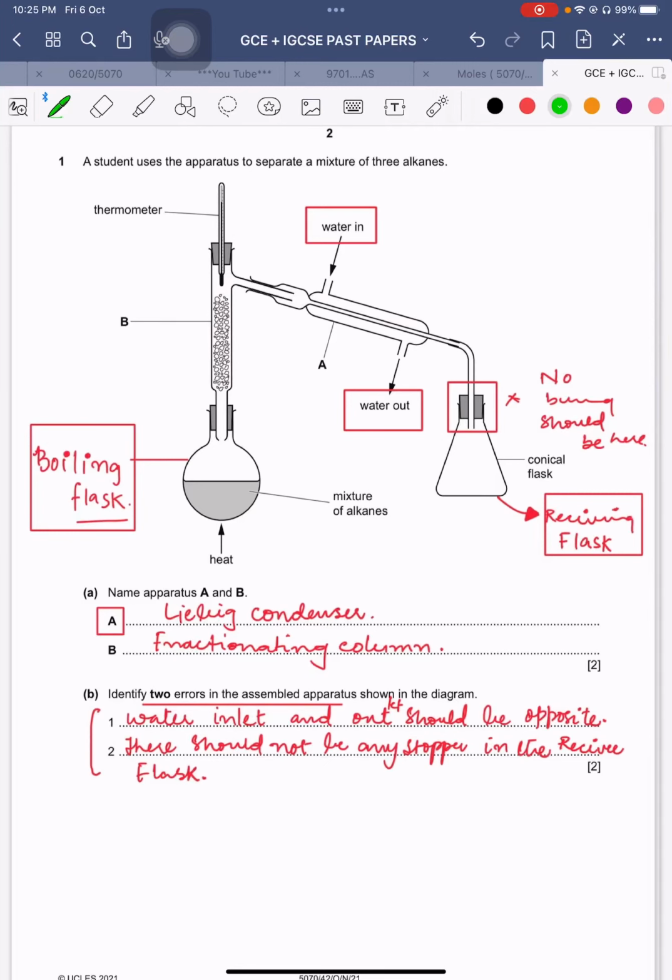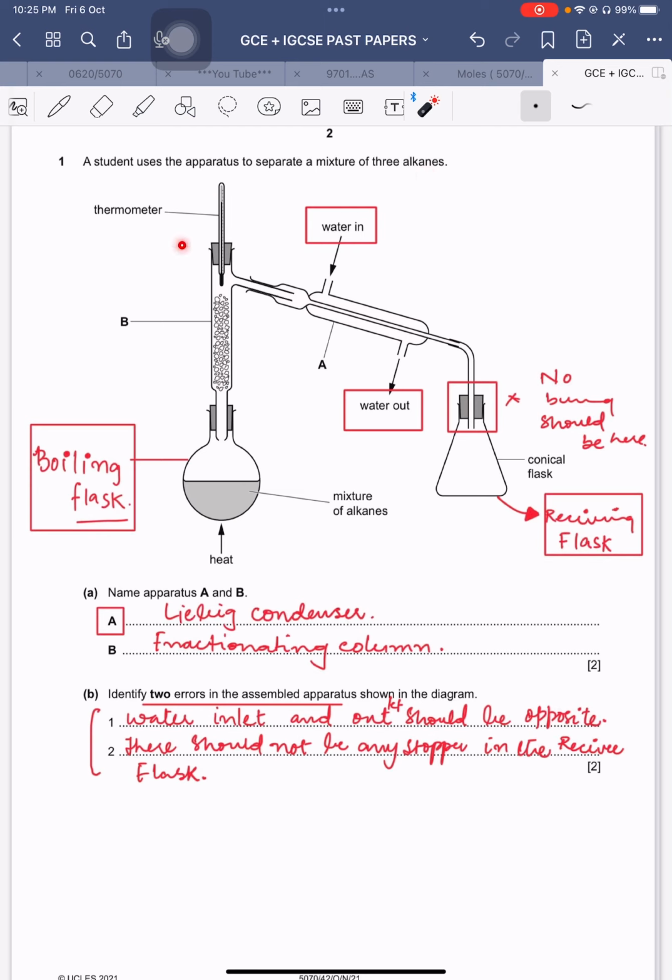Hey guys, we are back here with the practice of the past papers related to kinetic particle theory, separation techniques, purification techniques, and distillation. All right. So a student uses the apparatus to separate a mixture of three alkanes. Alkanes are the specific compounds which I will teach you, inshallah, in the topic of organic chemistry. Right now, I'm just telling you that alkanes are the compounds which are made up of carbon and hydrogen. Right now, you people can keep this information.